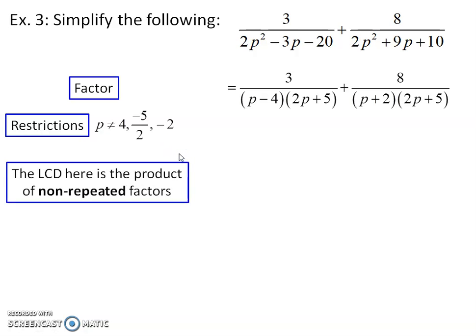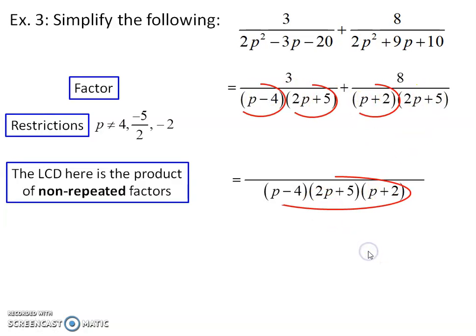The next step is to find the common denominator. And if there is a repeated factor, this one already applies. So the only one that's missing from here is this p plus 2. And the only one that's missing from here is the p minus 4. So that's going to be my common denominator. It's one of each of the denominator factors. So that one's a repeated one.